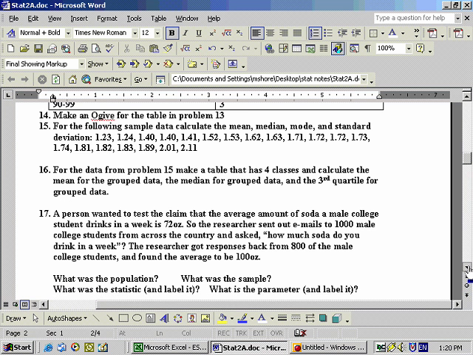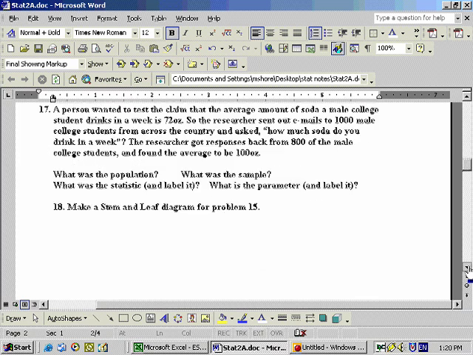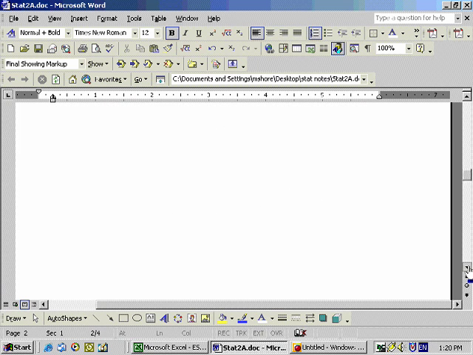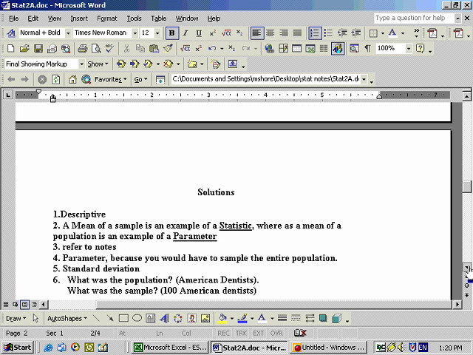And that may be every question off the practice test. And then the answers again are at the end of the practice test. And that will do it.